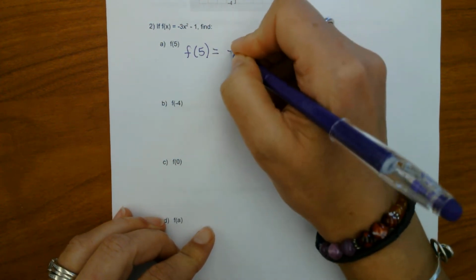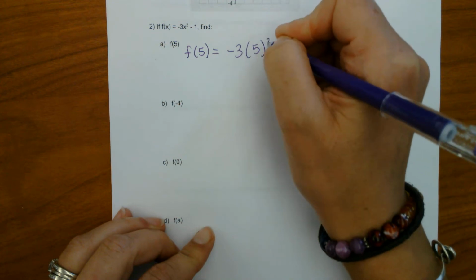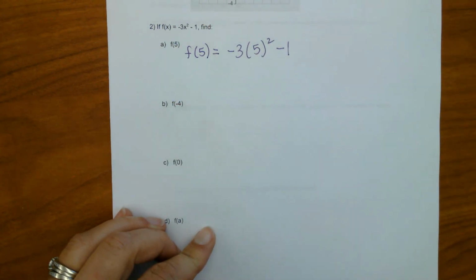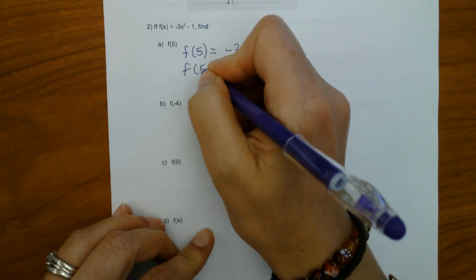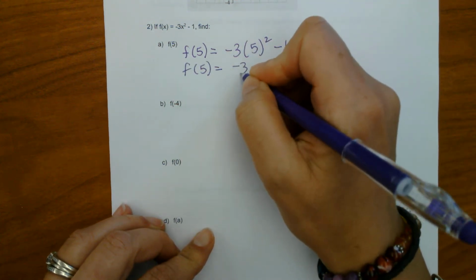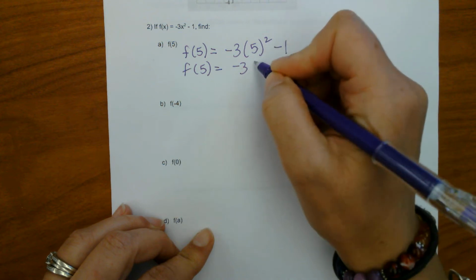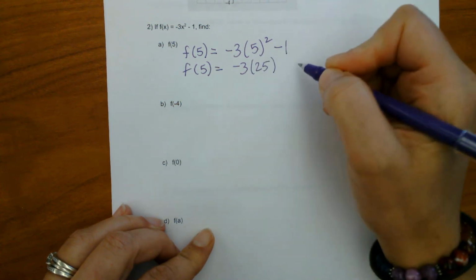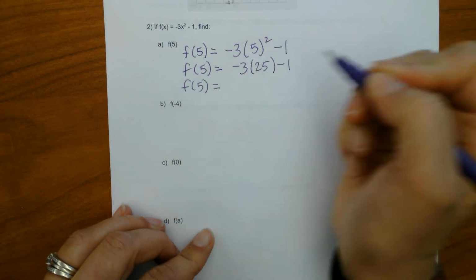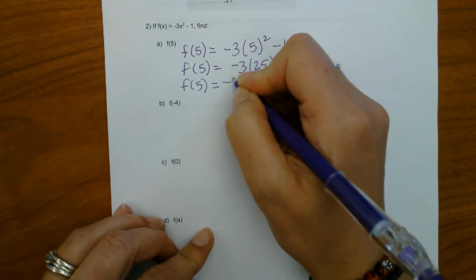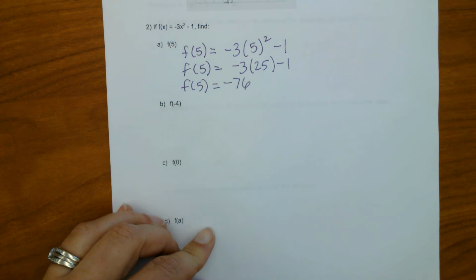We have to input 5. So what I'm going to do is input 5. Please notice I am using parentheses. This is important for when we have negative numbers. What you do first for order of operations is you always square it. So 5 squared is 25, minus 1. So f of 5 is going to be negative 76.